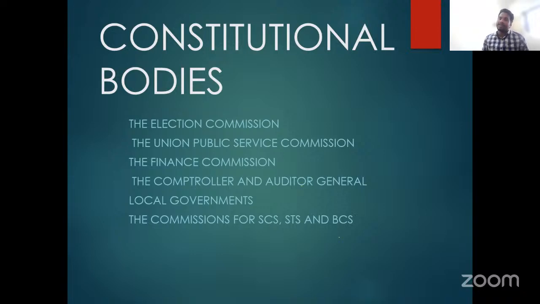Uniformity in structure means that in every state we should have a three-tier structure: district, mandal, and village. To establish uniformity in every state, they recommended local self-government, that is, the 73rd Constitutional Amendment Act. And in this act, they went into detail: for every 5 years, there should be periodical elections.